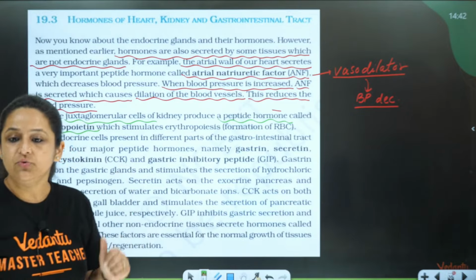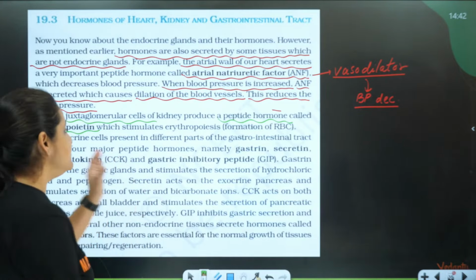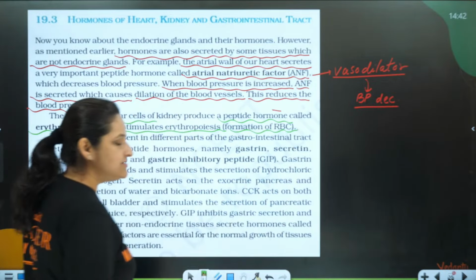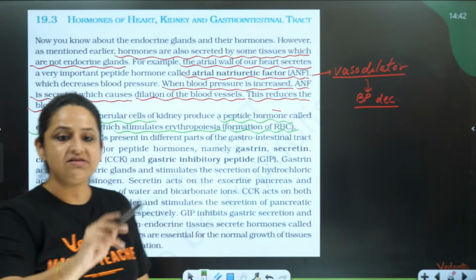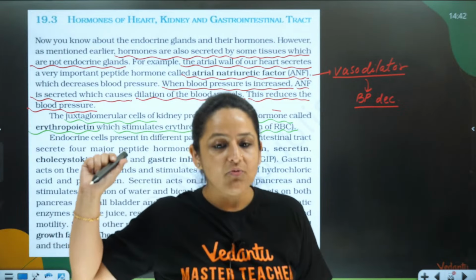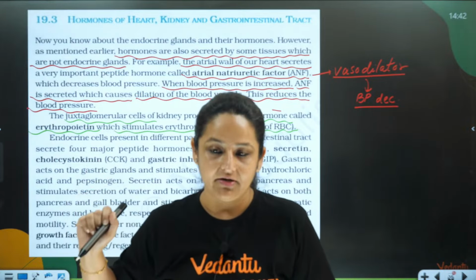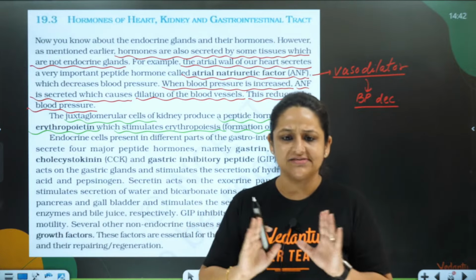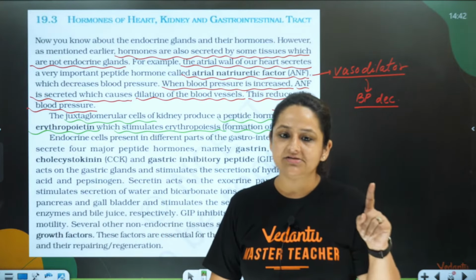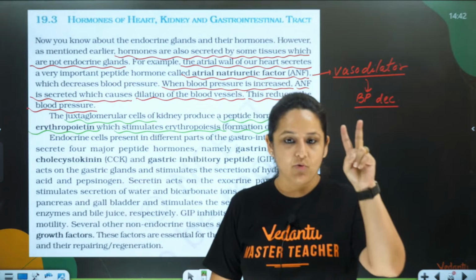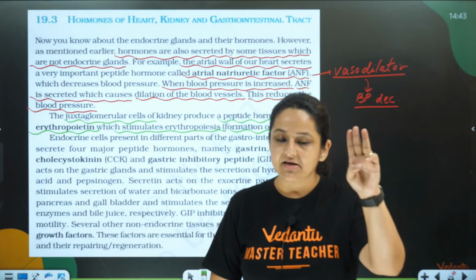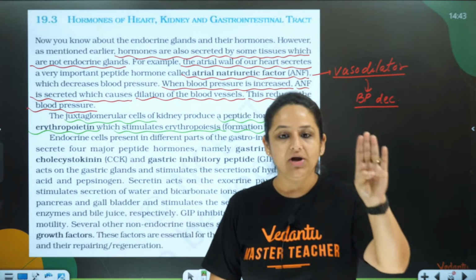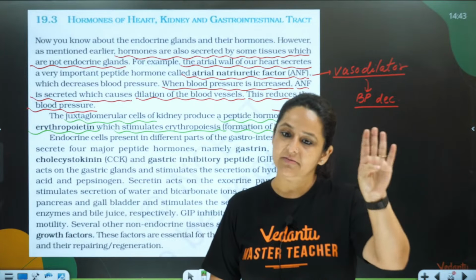What is erythropoietin going to do? Erythropoietin is going to stimulate the process of erythropoiesis. Erythropoiesis means formation of RBCs. So RBC formation is stimulated by this hormone released by the kidney called erythropoietin. This is another function of the kidney, only two lines, that's it. Hormone released from JG cells, protein hormone, name is erythropoietin. What is the function? It stimulates the formation of RBCs, called erythropoiesis. Bas.